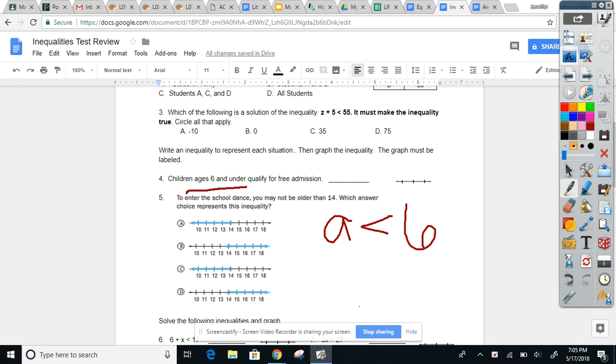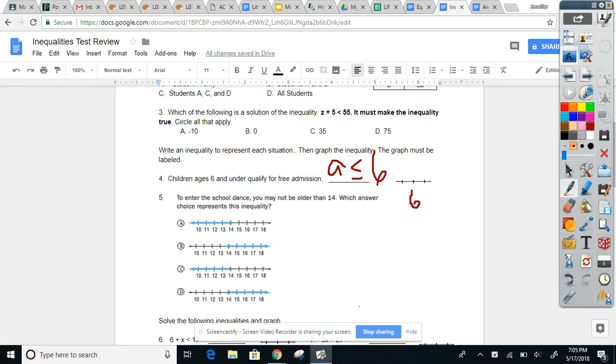So can the child be 6? Yes. So we need to include that equal to sign under there. So children ages 6 and under: the age of the child must be less than or equal to 6 for them to have free admission. If we were to graph our inequality, remember this thing over here is our number line.